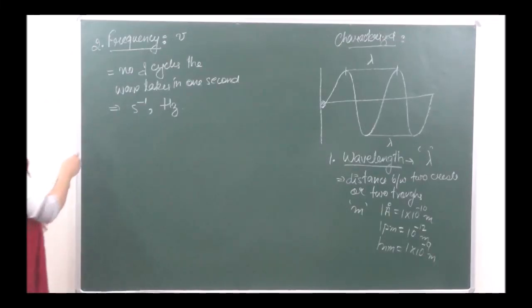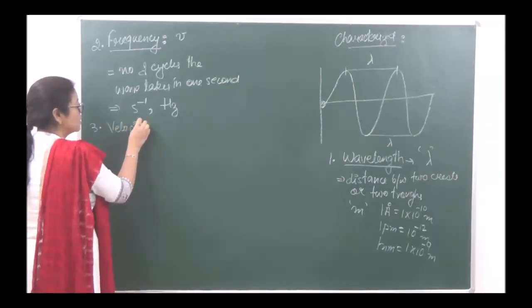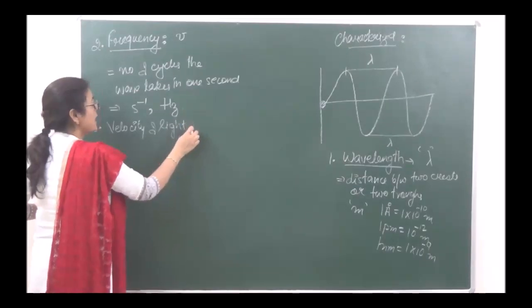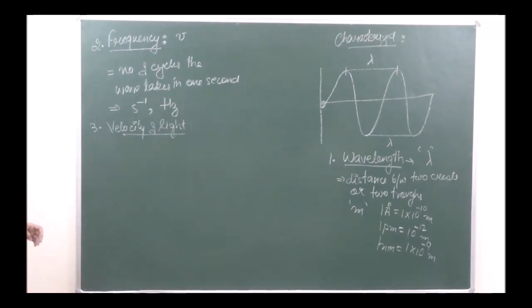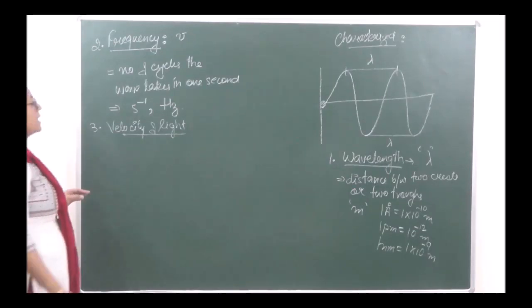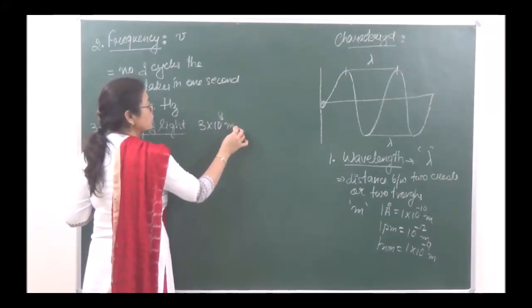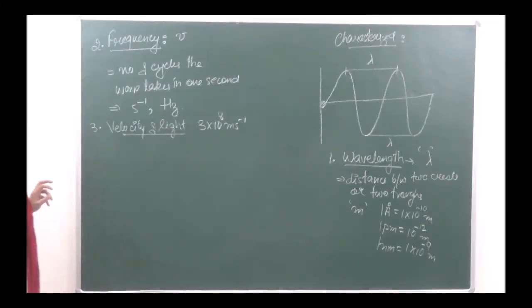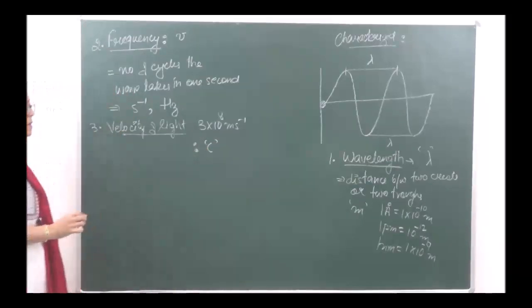Okay, then the third characteristic is velocity of light. As we just said, the electromagnetic radiations have the same velocity, that is the velocity of light, and velocity of light has a fixed value, that is 3 into 10 raised to power 8 meters per second, and it is denoted by small c. So we have done 3 characteristics over here.